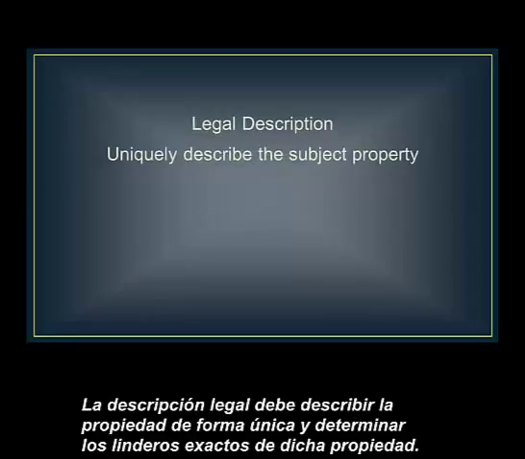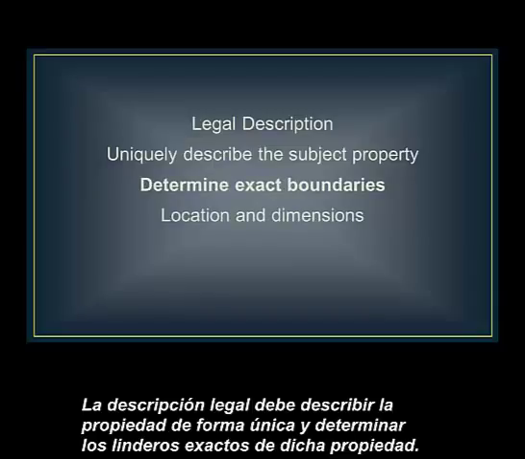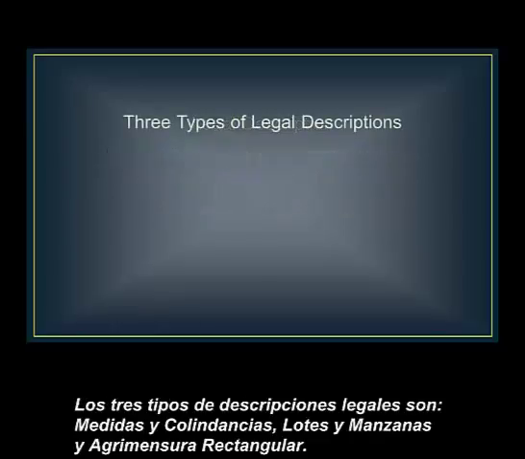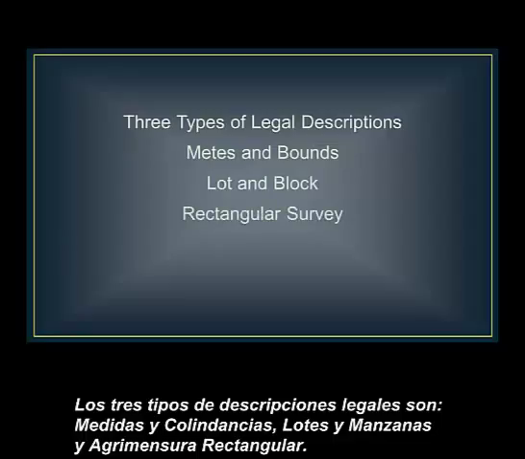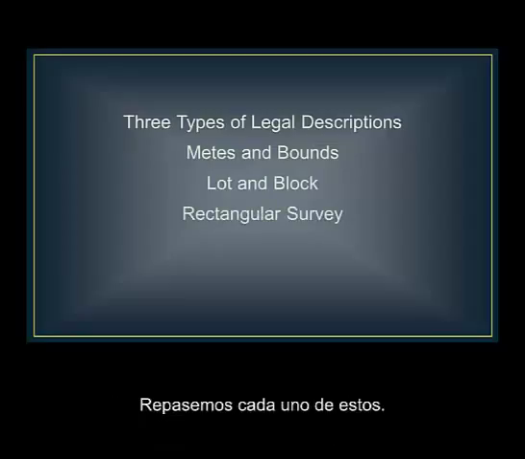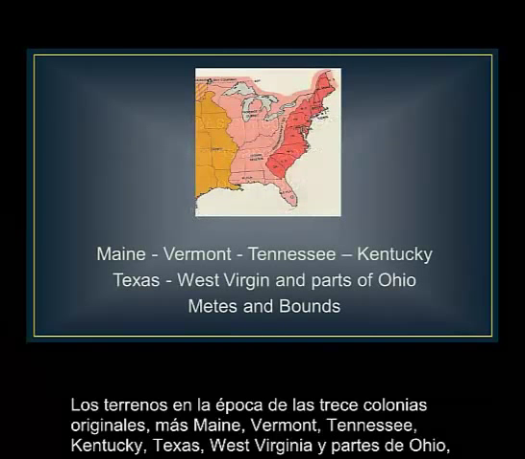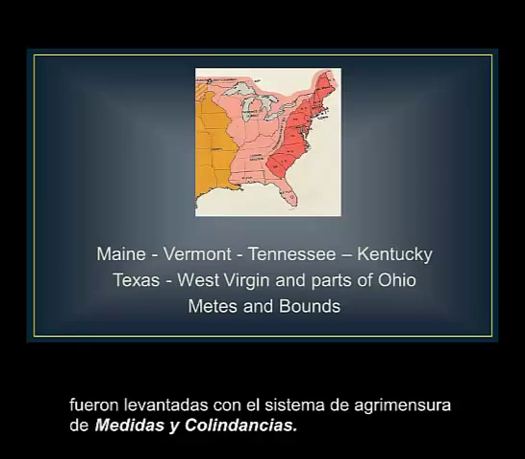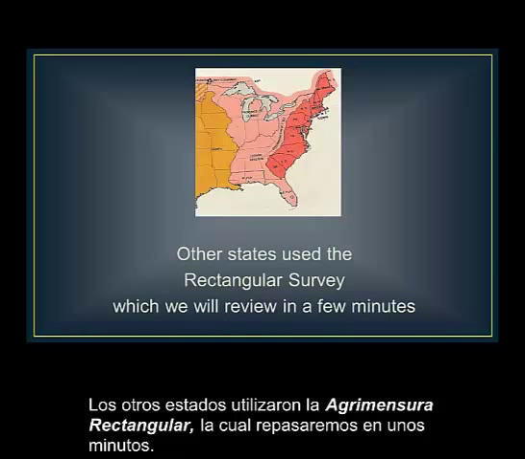The legal description should uniquely describe the subject property and determine the exact boundaries, that is, the location and dimensions of the property. The 3 types of legal description are meets and bounds, lot and block, and rectangular survey. Let's review each of them. Land in the original 13 colonies, plus Maine, Vermont, Tennessee, Kentucky, Texas, West Virginia, and parts of Ohio were surveyed with the meets and bounds surveying system. The other states used the rectangular survey, which we will review in a few minutes.